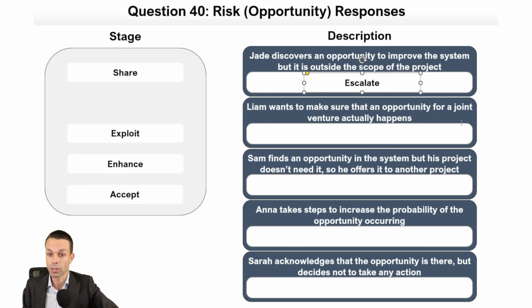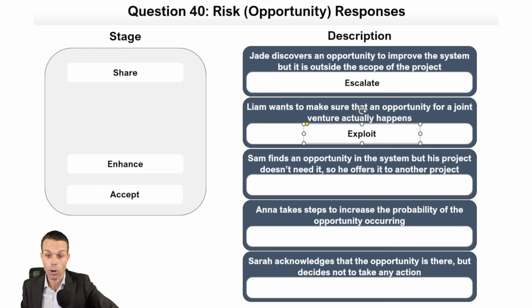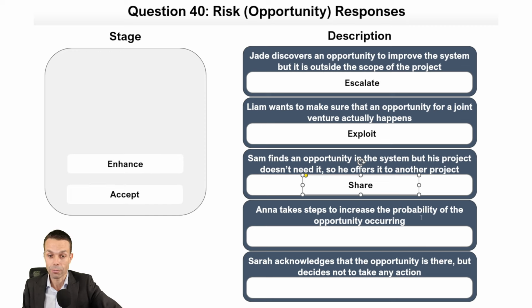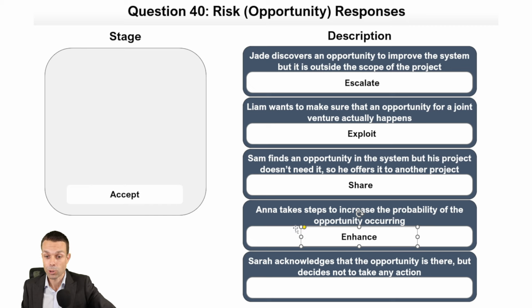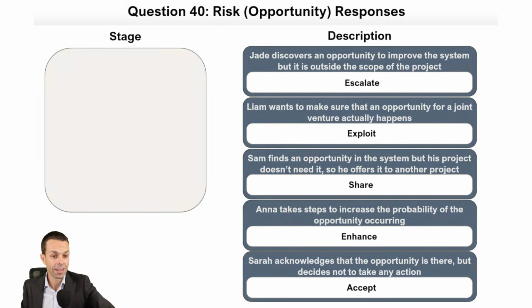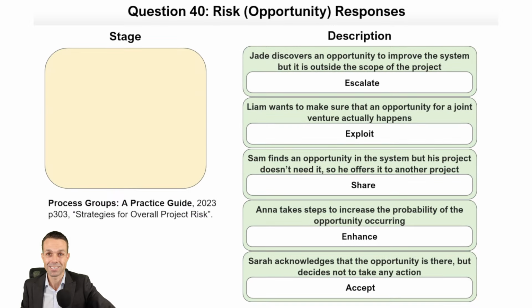Liam wants to make sure that an opportunity for a joint venture actually happens. Now, that's either enhance or exploit. I think if we're definitely doing it, we're exploiting it. Let's have a look at the other ones just in case. Sam finds an opportunity in the system, but his project doesn't need it, so he offers it to someone else. He is sharing the opportunity. Anna takes steps to increase the probability of the opportunity occurring. She is enhancing that probability of the opportunity happening, which is great. And Sarah acknowledges that the opportunity is there, but decides not to take any action. Sarah is accepting that opportunity without any action. Let's double check. All fantastic. That has come through. Page 303, strategies for overall project risk.